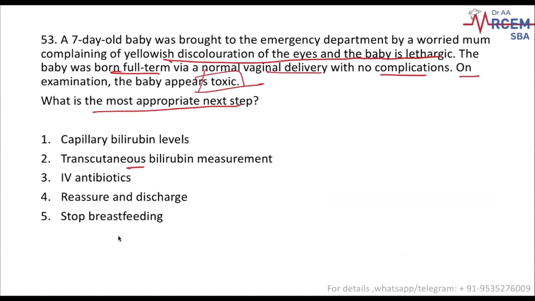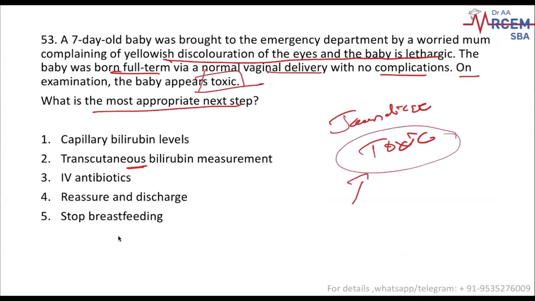One of you has said transcutaneous bilirubin measurement. Yeah, good. Anyone wants to add anything? Okay, a few things we'll put up. There is jaundice present. The kid is appearing toxic. These are the two very important points. Toxic appearance means the kid is really sick, appears very ill.